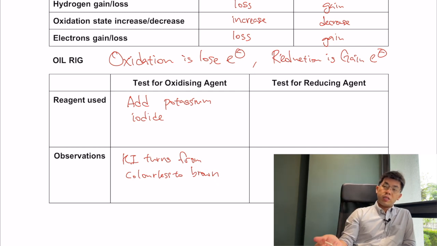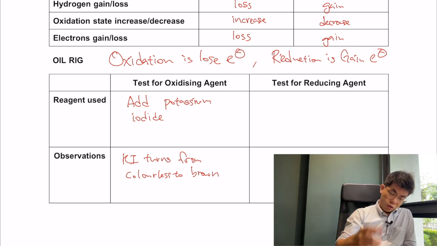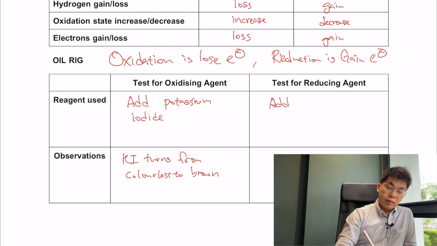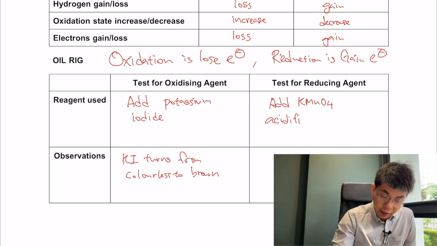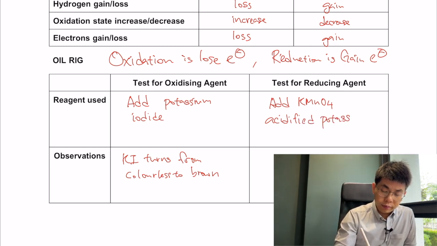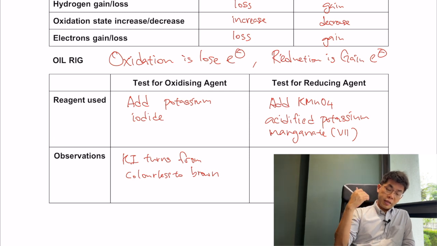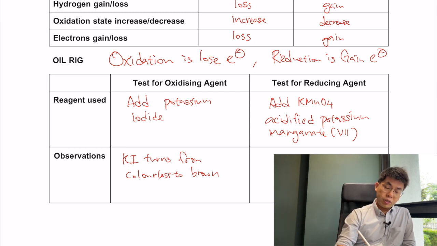Then for the test of reducing agent, I will use an oxidizing agent. So I will add KMnO4. Right, I'll use KMnO4, potassium manganate 7. So I'll add acidified potassium manganate 7. And if there is a reducing agent, my potassium manganate 7, KMnO4, turns from purple to colorless.